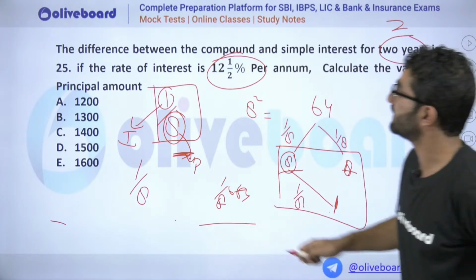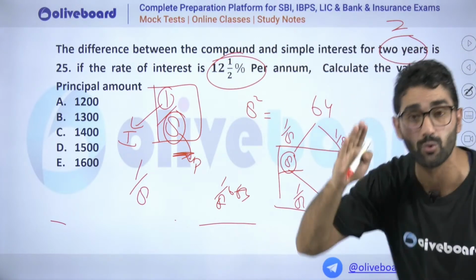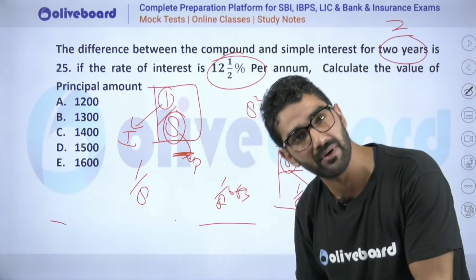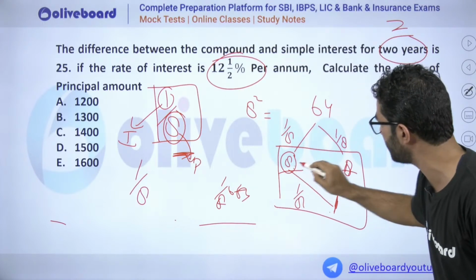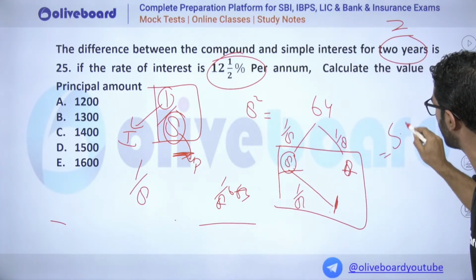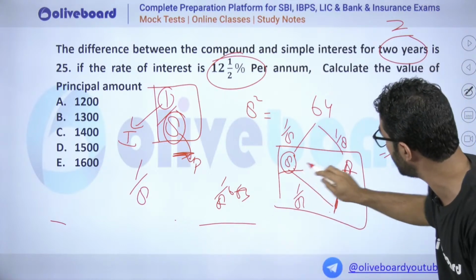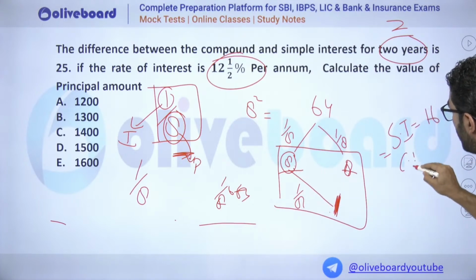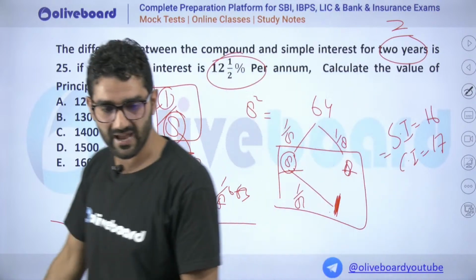Now, compare. The difference between compound interest and simple interest for 2 years. I told you at the beginning of the session, simple interest and compound interest for the first year remain the same. So this is simple interest, 8 plus 8, it should be 16. But compound interest becomes 8, 8 and 1 extra, 1 extra on this amount. That is compound interest, and we got 17. Hope it is clear.